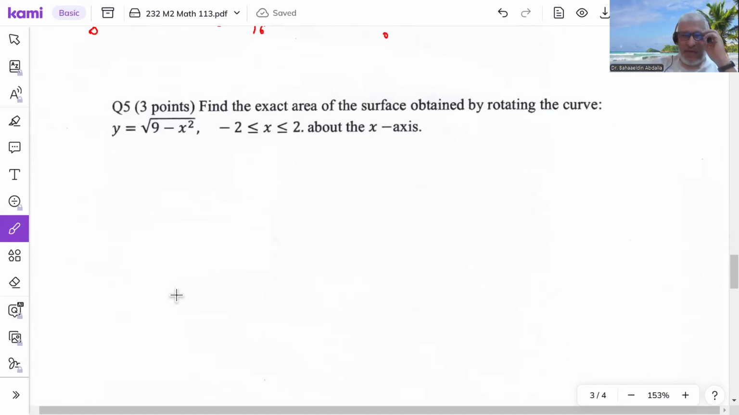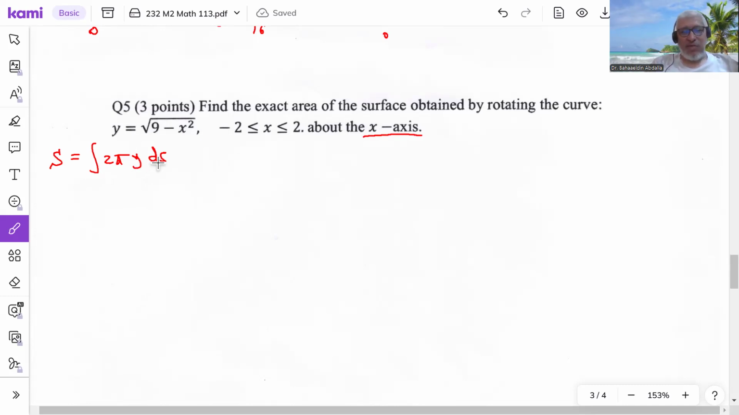Find the exact area of the surface obtained by rotating the curve about the x-axis. When we rotate the curve about the x-axis, the formula says that the surface area is equal to 2 pi y times ds. y is the radius in this case. If it is about the y-axis, the formula would be 2 pi x instead of y. So if it is the x-axis, it is y. If it is the y-axis, it's x.